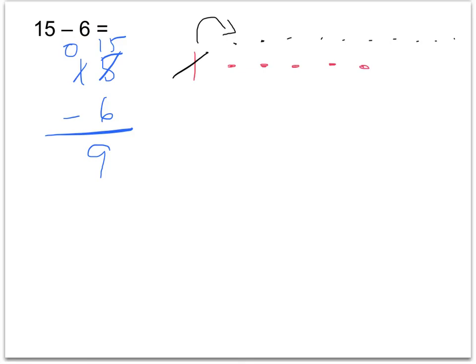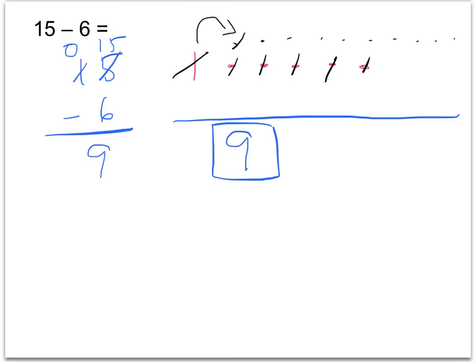Okay? And so now we have more than 6 objects to take from, and so let's take away 6 of these objects. So 1, 2, 3, 4, 5, 6. Doesn't really matter which 6 we take away because they're all the same. And so what's left? Well, we have 1, 2, 3, 4, 5, 6, 7, 8, 9 individual items left, and so what's left is 9.